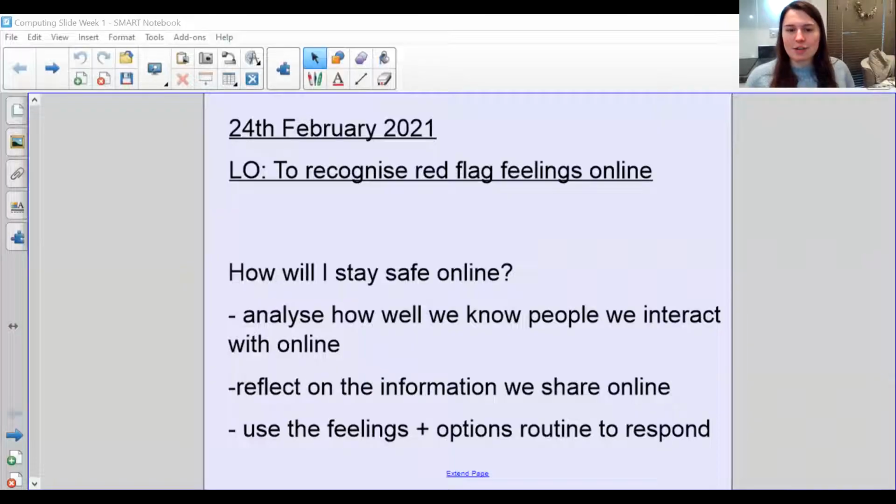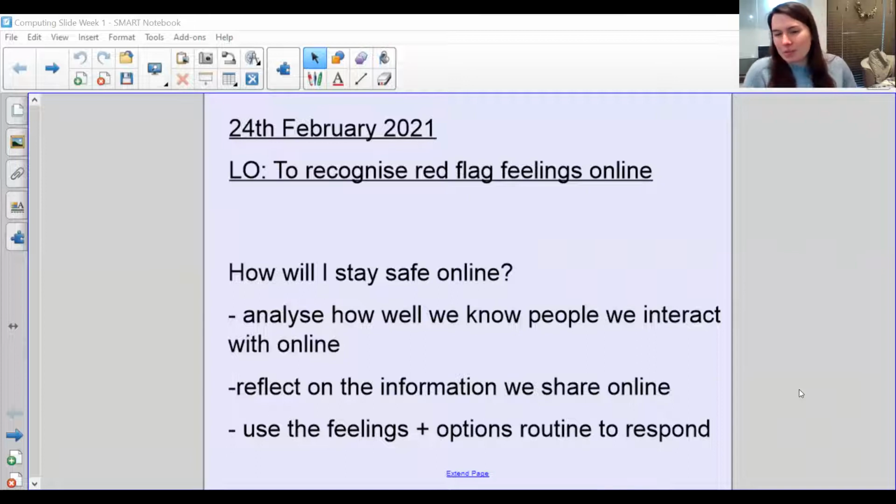So last term we were really looking at that coding element of computing, and I saw some very successful versions of a maze game, so really well done. This term, especially because we're using our laptops and devices and iPads and phones so much more now that we're working remotely, we're going to spend this term really thinking about internet safety and how we can be safe when using our devices. So to start, today's learning objective is to recognise red flag feelings online.